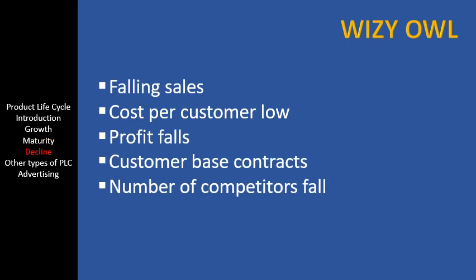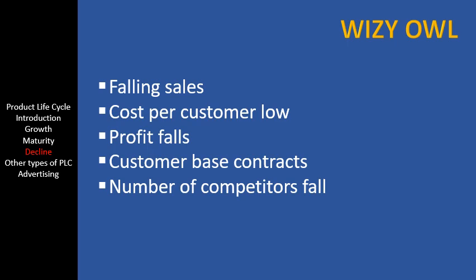In the last stage we have the decline part. In the decline part, the sales of the product fall. Although the cost per customer is low in this part also, the profit falls. The customer base contracts, and the number of competitors falls because people are shifting from one product to another product. This stage is generally reached when the product has seen a substitute or another product that is of lower value than the product present in the market. So after this stage, the product is generally removed from the market.